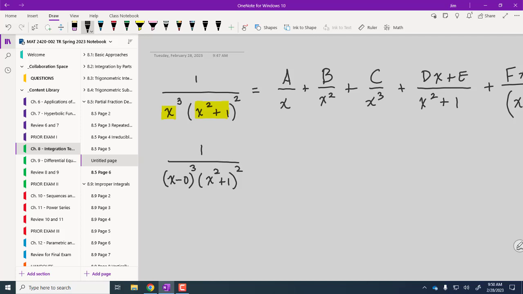This is everything, right? We have a linear that's repeated, so you have to have constant, constant, constant, and then we have a quadratic that's repeated, so we have to have linear and linear on the tops. That's the part we have to memorize.